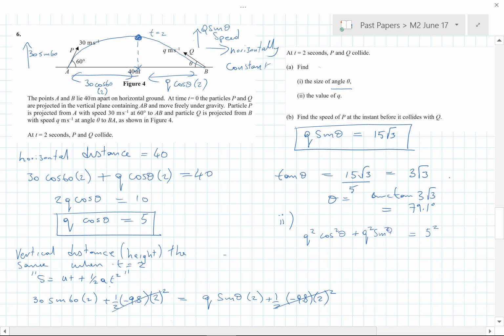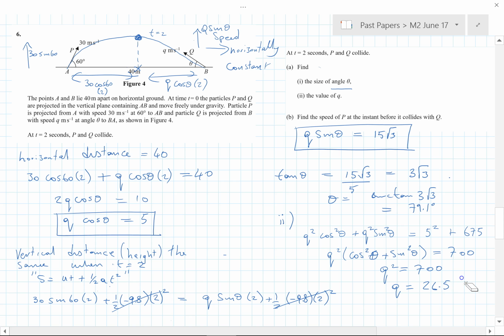That equals 15 times 3 squared, which equals 675, plus 25. So that gives us q squared times cos squared theta plus sine squared theta equals 700. So q squared equals 700. Taking the square root of that, we get q is equal to 26.5 degrees.